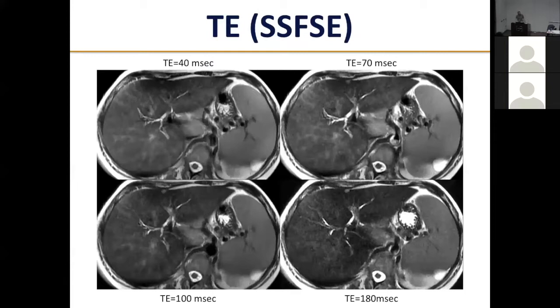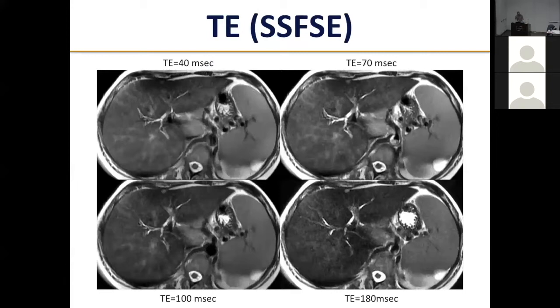So on which of these images can you appreciate that the liver is heterogeneous? I would argue that the heterogeneity of the liver is most obvious maybe on a TE 70 or even a TE 40 than it is on a TE 180. So the T2 weighting depends on what you're trying to see.